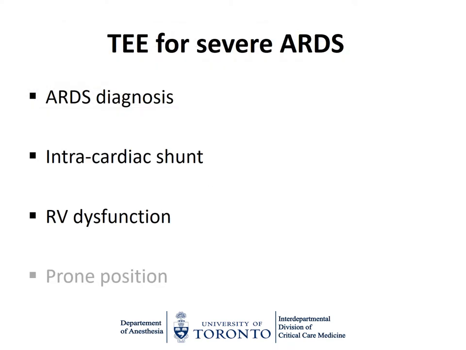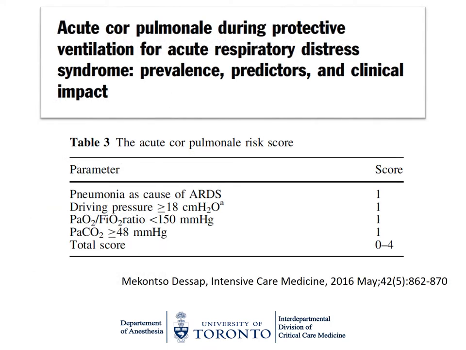The next indication for an echo in someone with ARDS is to assess their right ventricular function. Assuming that their RV is normal and giving them fluids without assessing the right ventricular function may be deleterious, because they may have developed some acute right ventricular failure due to the high ventilatory settings, severe hypoxemia and hypercapnia. And we know that the incidence of acute RV failure in that setting is between 20 and 25%.